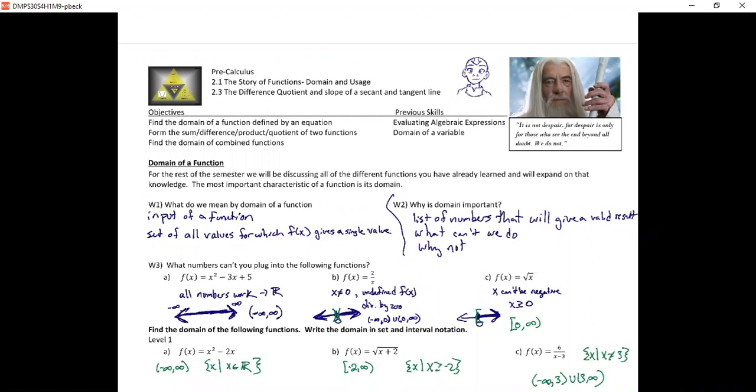So in 2.1, the big issues we're going to talk about are domain and how we apply domain. And then in 2.3, we're going to discuss a little bit about the difference quotient and the slope of a secant line versus a tangent line.